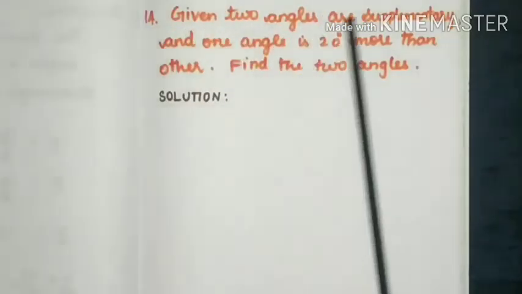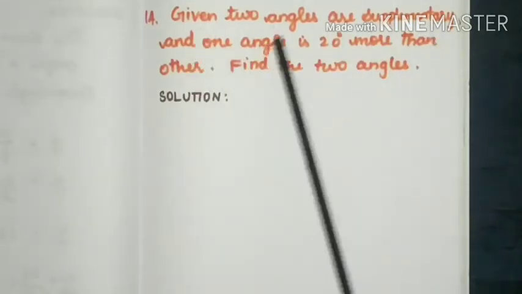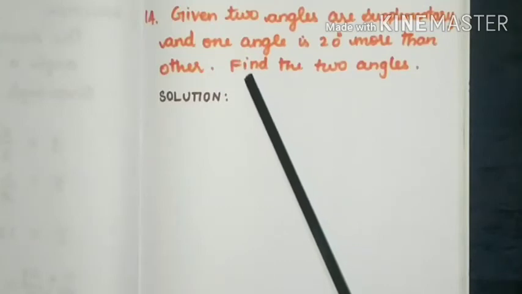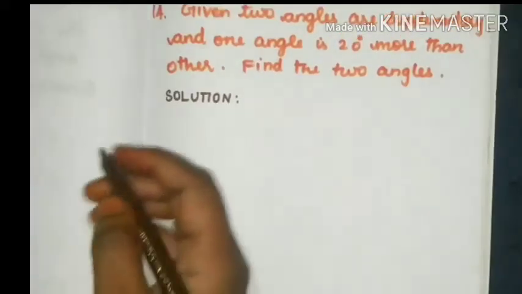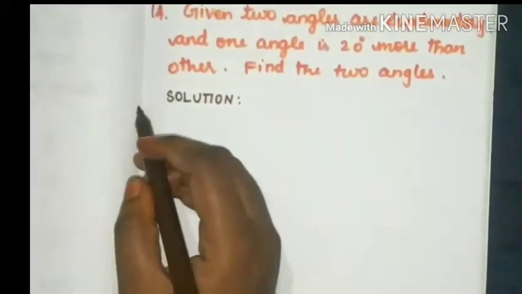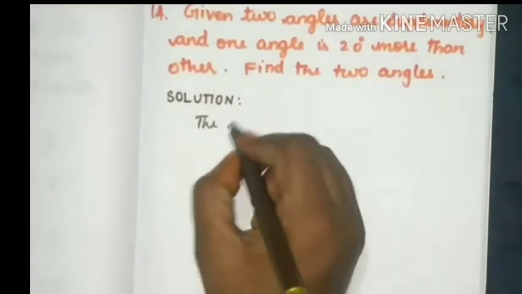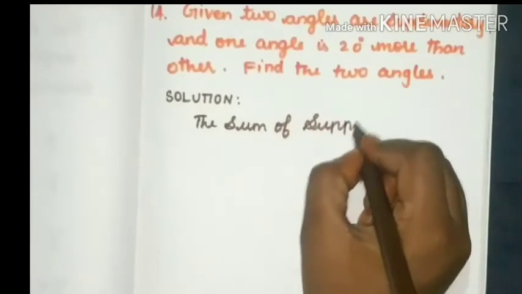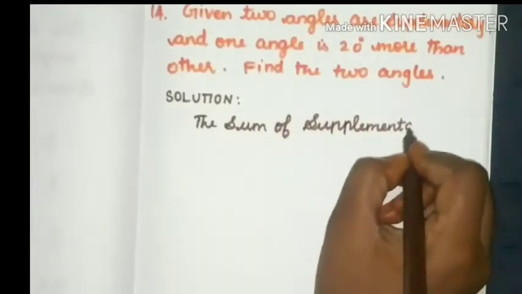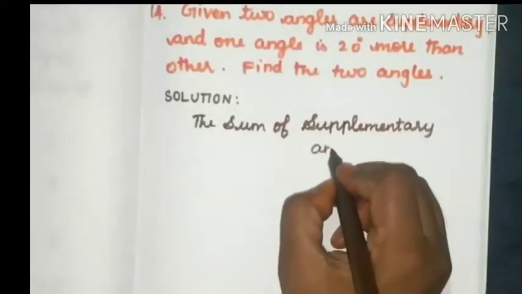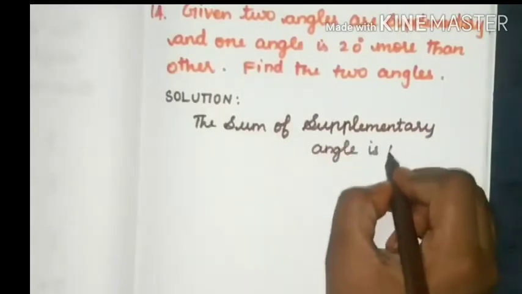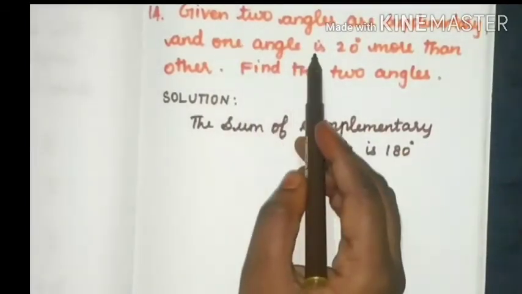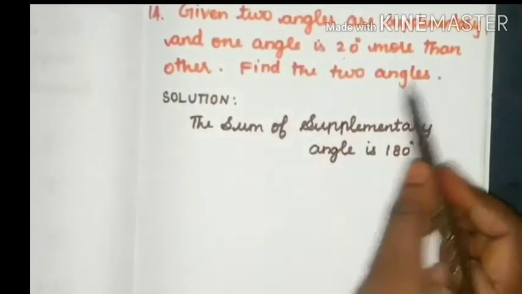Given two angles are supplementary and one angle is 20 degree more than the other. Find the two angles. Here the given question is two angles are supplementary. We know that the sum of supplementary angles is 180 degree. And the given clue is one angle is 20 degree more than the other.